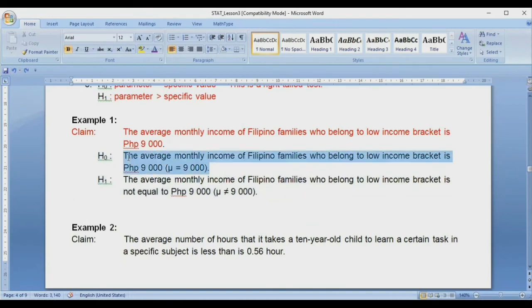So, ibig sabihin, yung ating claim, kinapipaste lang natin sa null hypothesis. So, pag ang null mo equal, automatically, ang iyong alternative not equal. So, ganun mo siya i-contradict. Pag ang given mo null na equal, automatically ang pang-contradict doon not equal sa alternative.